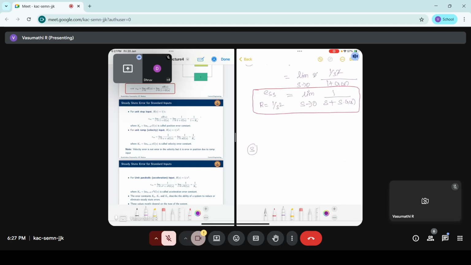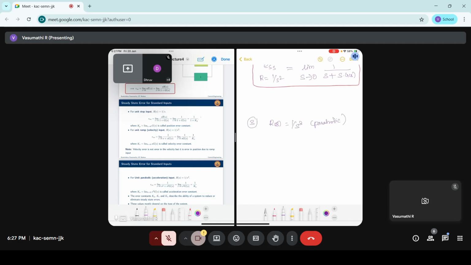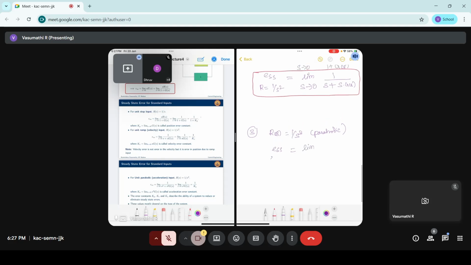The third input I am going to consider is R of S is equal to 1 by S cube, that is parabolic signal. So when we try to do this, it will be limit S tends to 0, S into 1 by S cube divided by 1 plus G, then this will become limit 1 by S square plus S square into G of S. This S and one of this S will get cancelled.